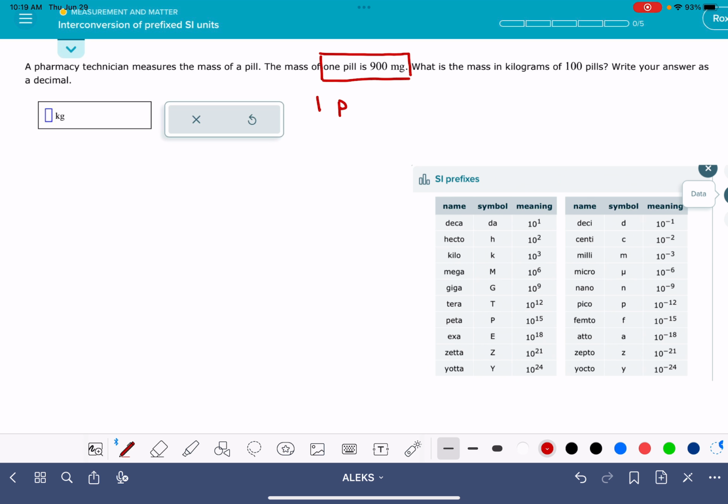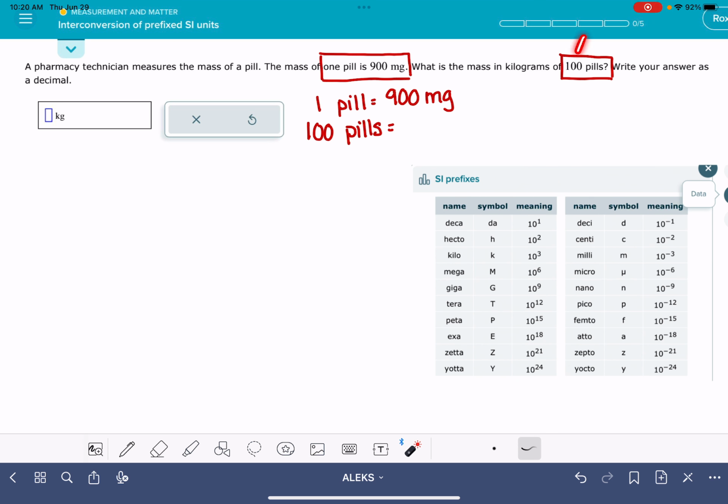For me, the object is a pill, and the measurement is the pill's mass, which is 900 milligrams. You might be dealing with a different type of measurement, like a volume measurement instead of a mass measurement. ALEKS is asking me to calculate that measurement for a larger quantity of the same object. So for me, it's 100 pills. Your different quantity may not be 100, it might be 1,000, it might be 10, it might be 50. It's going to ask you to recalculate the measurement, in my case, the mass, for 100 objects.